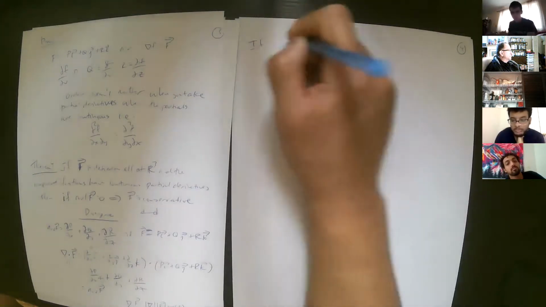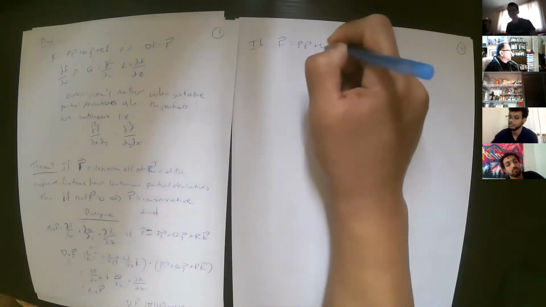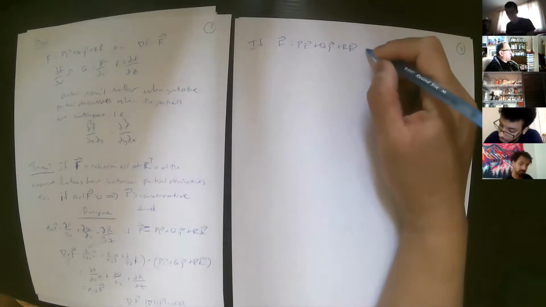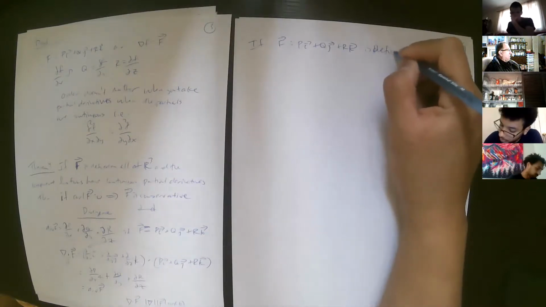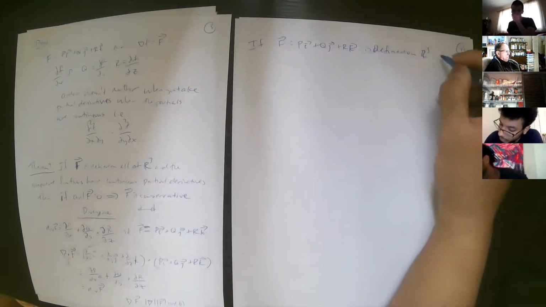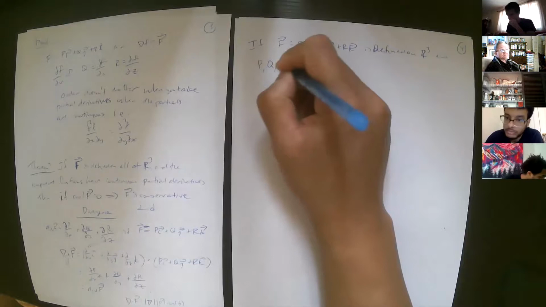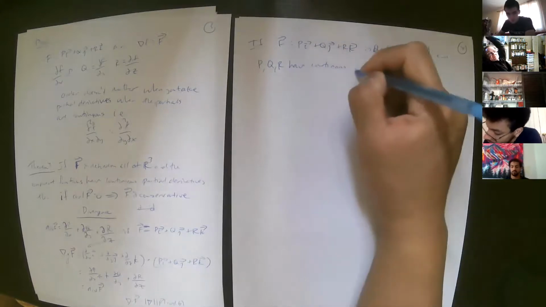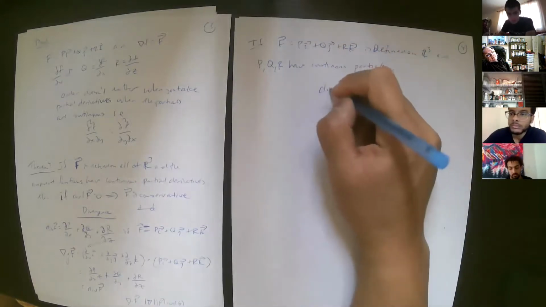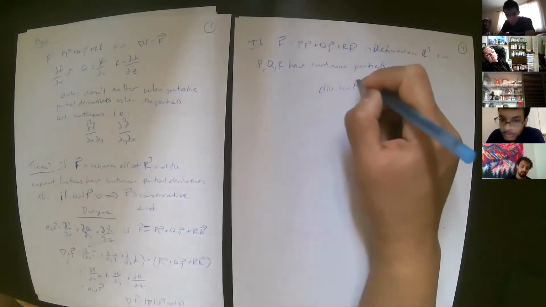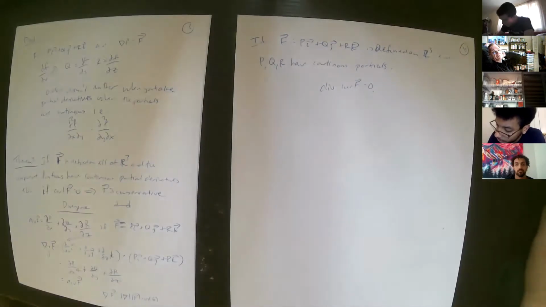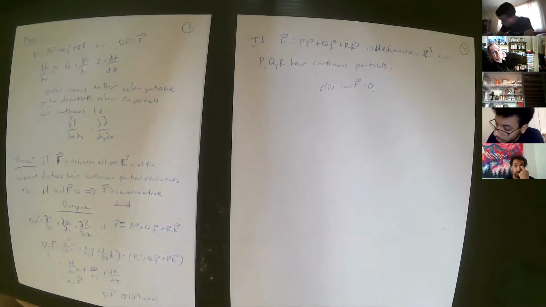So if f is P, Q, R is defined on R3, and P, Q, R have continuous partials, then the divergence of the curl is 0. Okay.